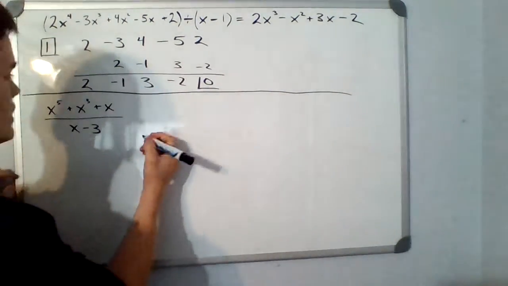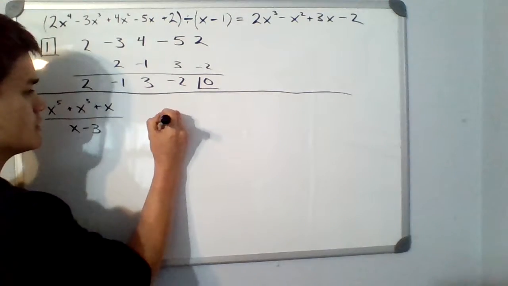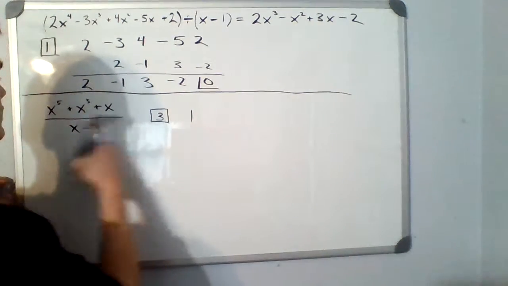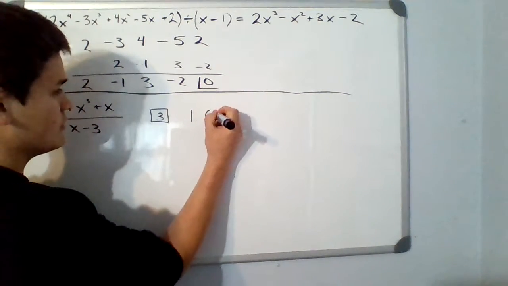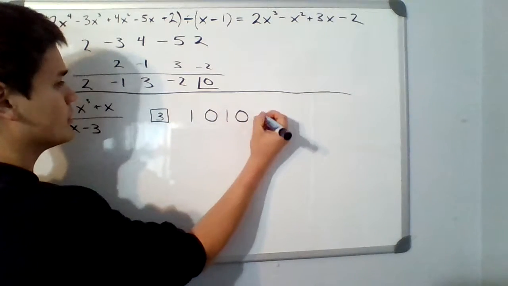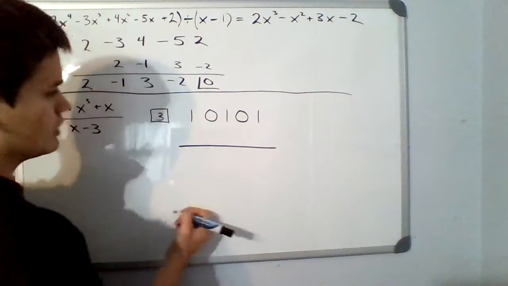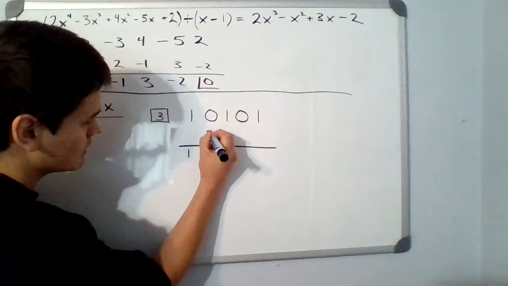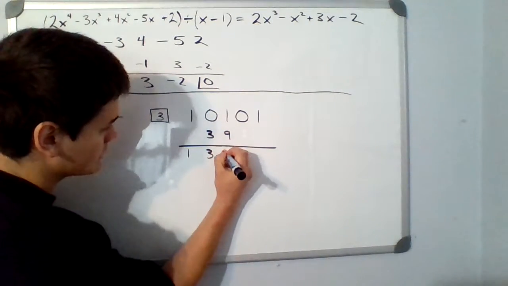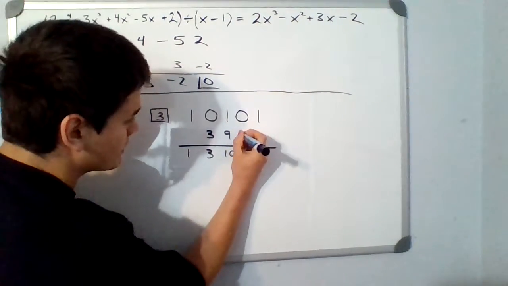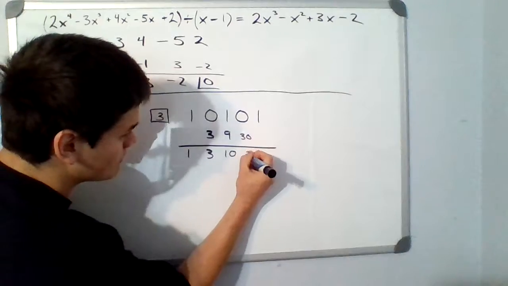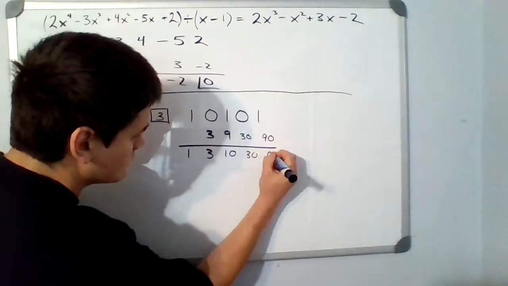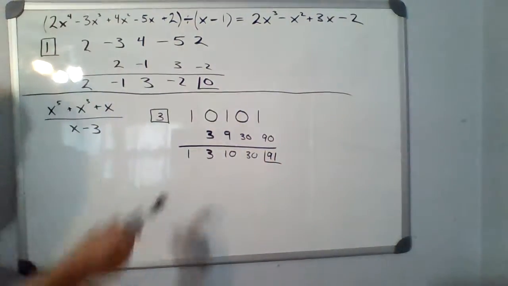I'm not sure if I showed that yet, but for this case we have a is 3, and then I'm going to write 1 in the x to the fifth place, and then 0, and then 1, 0, and 1. Okay, so I'm going to drop the 1 down, multiply by 3, and then sum, multiply by 3, and then sum, and then multiply by 3, so that's going to be a 30 there, sum, and then 90, and in this case my remainder is going to be 91.